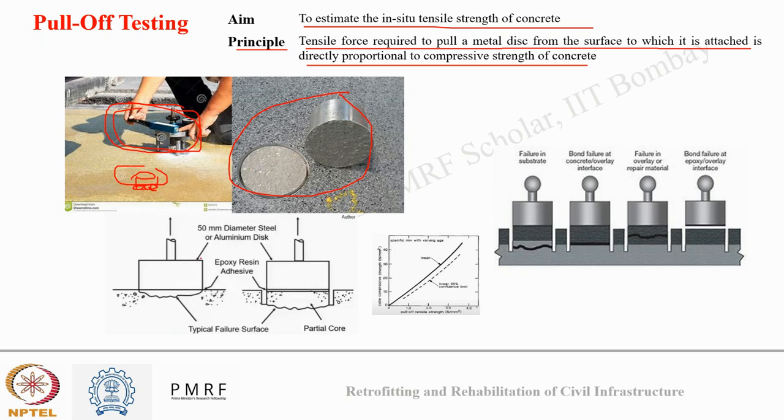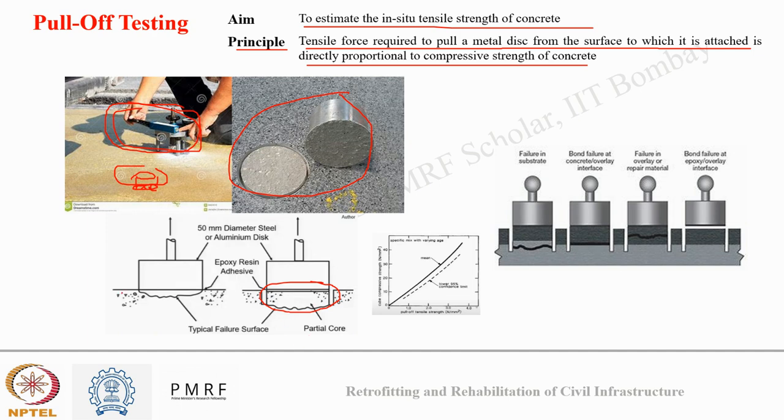Now, sometimes if the concrete surface is not uniform or if it has incurred carbonation, what can happen? The surface pullout may not happen properly, or the value may not be accurate enough. So in such cases, what we do is drill a little bit from the concrete, do some partial coring in the concrete, and then conduct the pullout test.